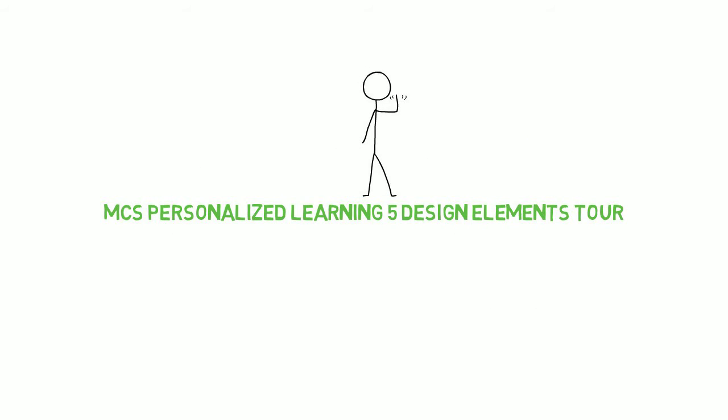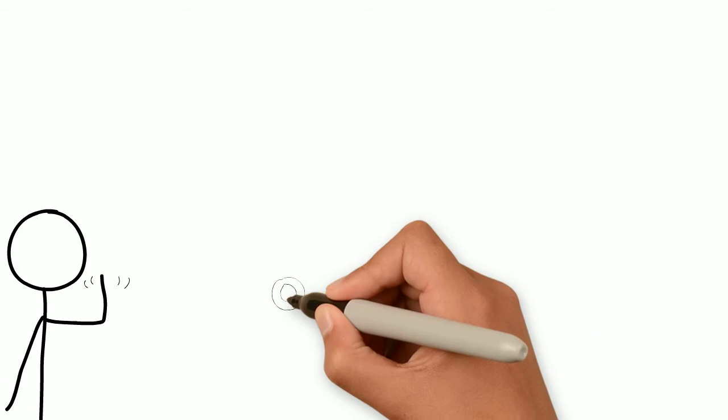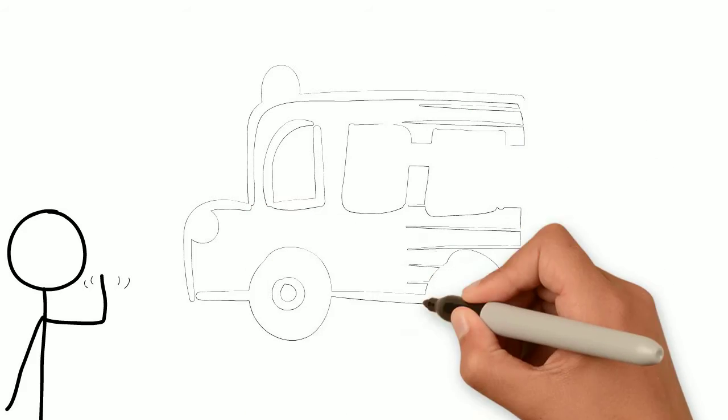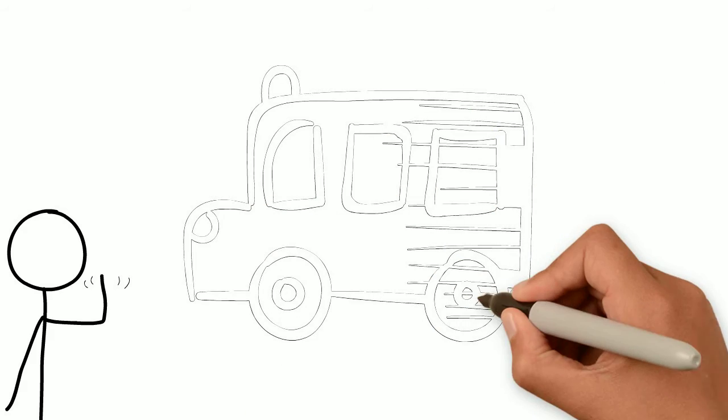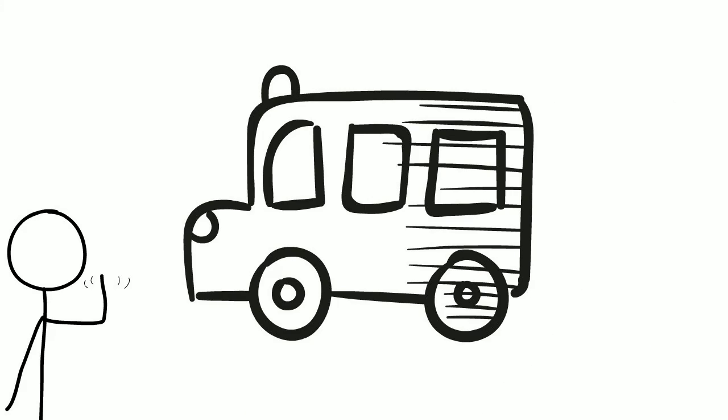Before we begin our tour, you may be wondering what is the purpose of this tour and do I want to get on this bus? The purpose of this tour is to give you a brief overview of the 5 design elements of personalized learning so you feel a bit more comfortable with the vision for personalized learning and how the 5 elements work together.